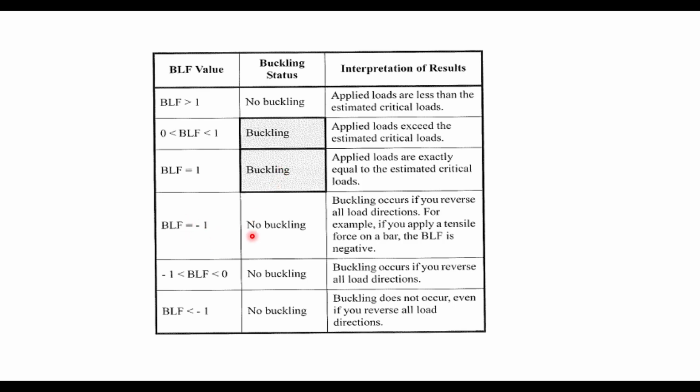If it is -1, buckling occurs if you reverse all the load directions. In short, assume you are applying a tension load. Next, from -1 to 0, there is no buckling. Even if it is less than -1, there is no buckling. So in short, if the buckling load factor is greater than 1, it is not going to buckle. If it is less than 1, then definitely it is going to buckle.